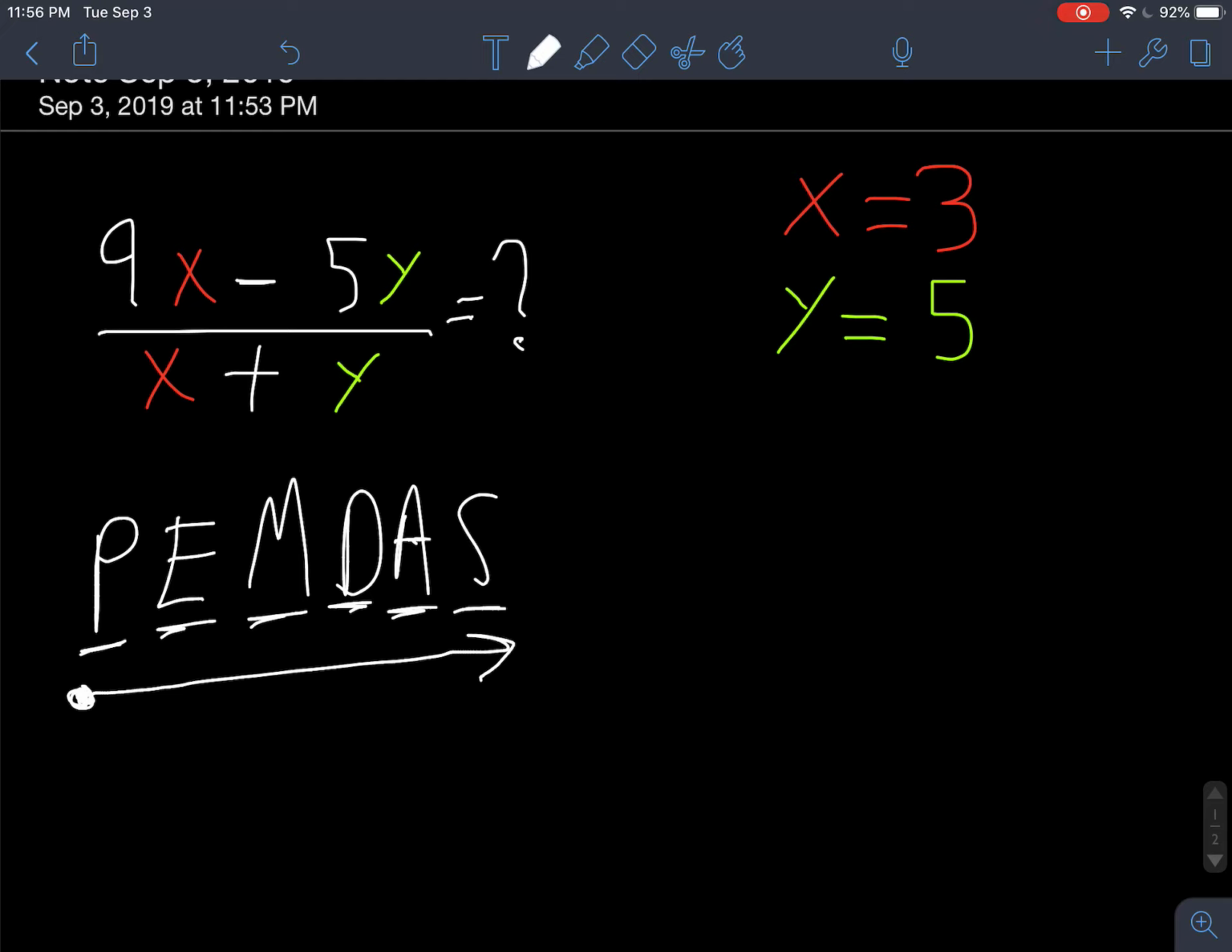So you gotta do whatever is inside parentheses first. But you don't have any parentheses in your problem, so we don't have to worry about this. You also don't have any exponents in your problem, right? You do have multiplication though. So what we gotta do first is replace every x with a 3.